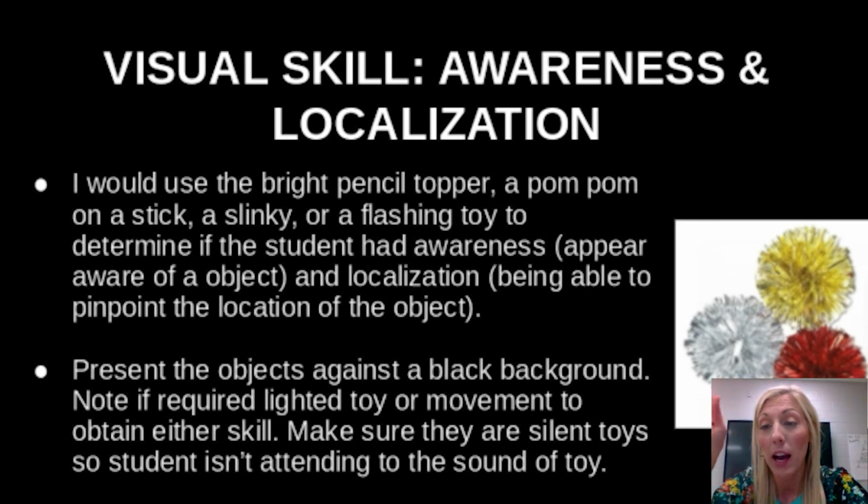So you're going to present the objects against a black background. Again, we always preach that you don't want visual clutter, or a contrast issue. You don't want anything like that. So you always make sure you present it on a black background. And at the end of this slideshow, I show you some of the things that I use for those backgrounds too. And then note if you required a lighted toy or movement to obtain either skill. So if you just present the object against that background, did they respond, are they aware, and do they localize it? Or did you have to create movement or a flashing light to get that response? And then you make sure that the toys are silent, so the student isn't attending to the sound. We do want to make sure they're attending to that toy using their vision, not their hearing.